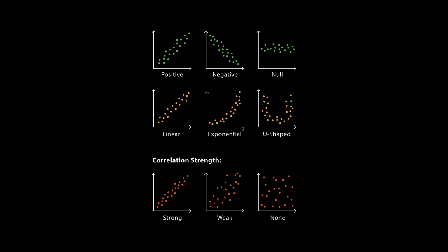The strength of the correlation can also be determined by how closely packed points are to each other on the graph. So the more closely packed all the points are together, the stronger the correlation, and the more spread out, the weaker it is.